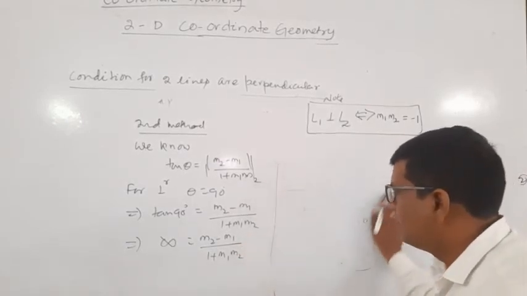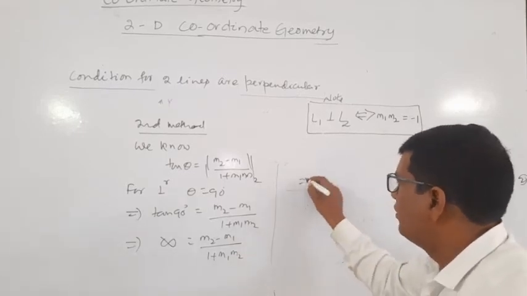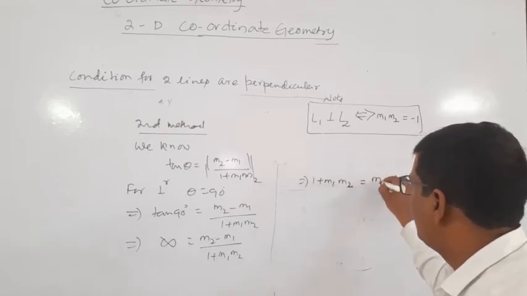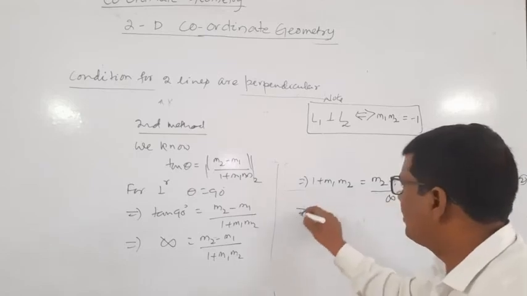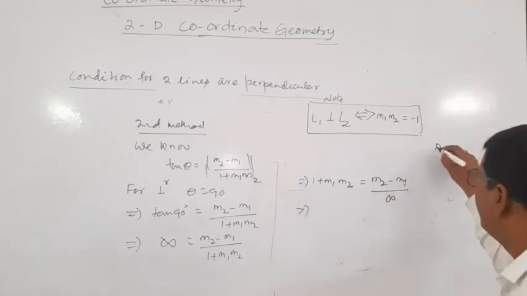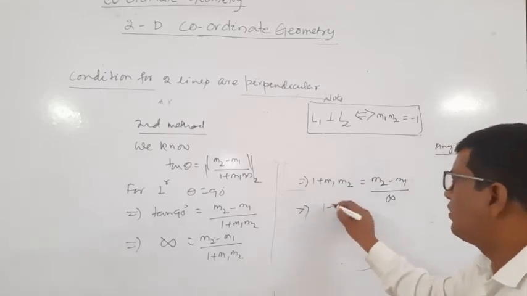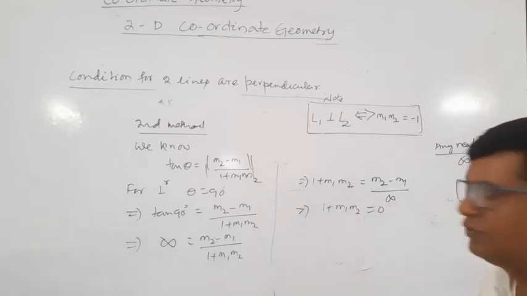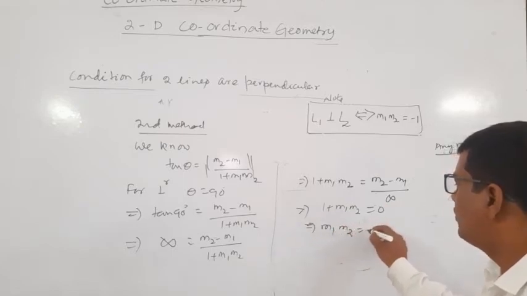That implies what? That implies 1 plus m1 into m2 is equal to (m2 minus m1) by infinity. So any real number by infinity is equal to 0. So 1 plus m1 into m2 is equal to 0. That implies m1 into m2 is equal to minus 1.